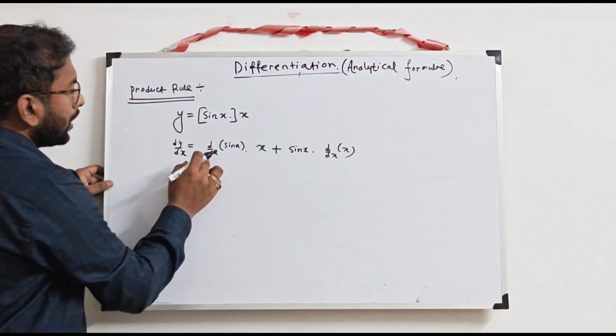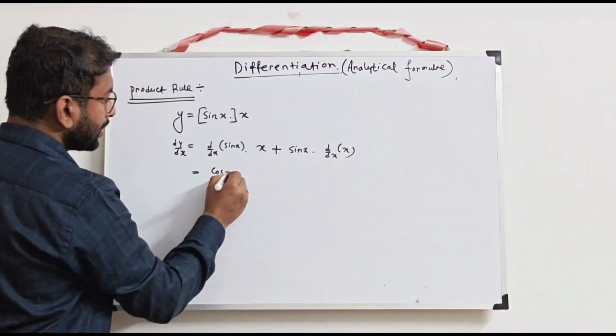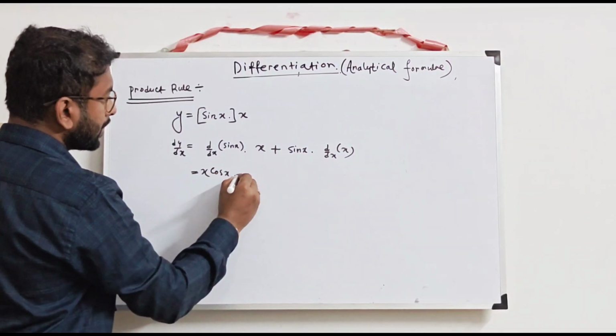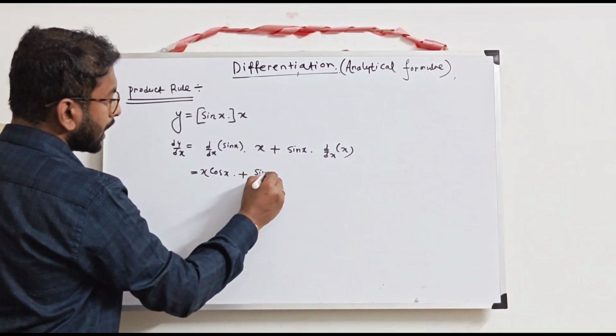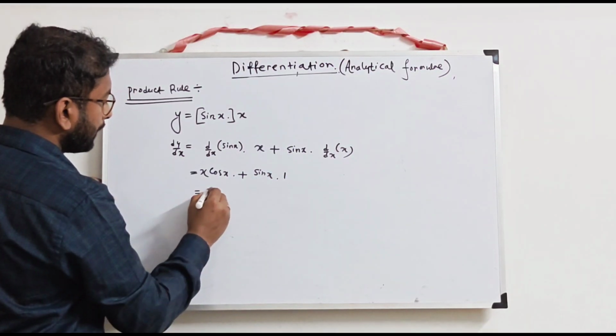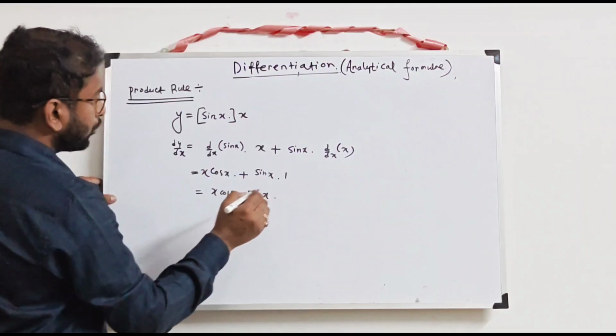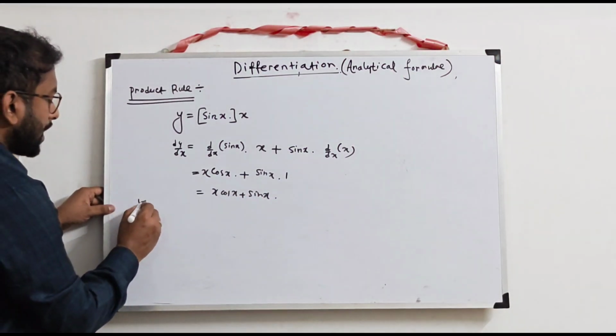Now this one, d/dx of sin x, so the differentiation of sin x is cos x multiplied with x plus sin x into differentiation of x, which is 1. So ultimately the answer is becoming x cos x plus sin x. That is the product rule. Let's take some more examples.